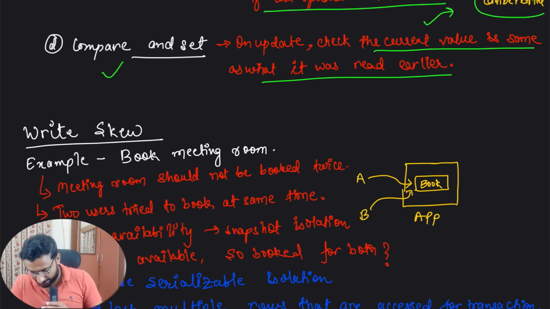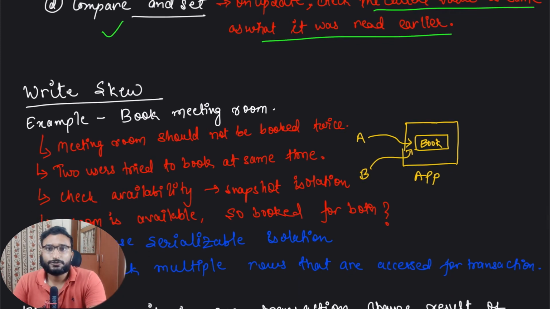Moving to another thing, we discussed read skew. Let's discuss write skew. राइट स्क्यू भी हो सकता है, रीड स्क्यू हो सकता है.